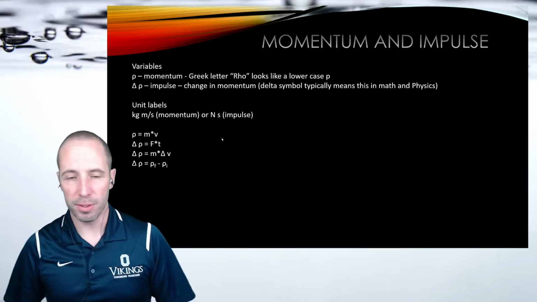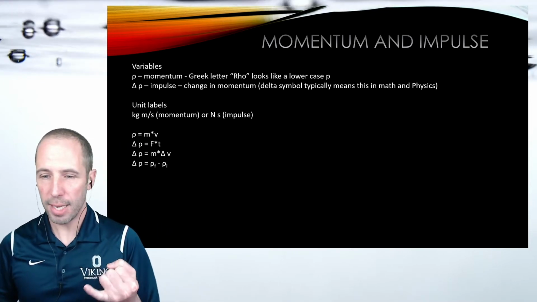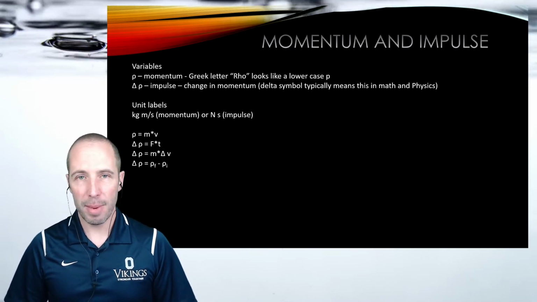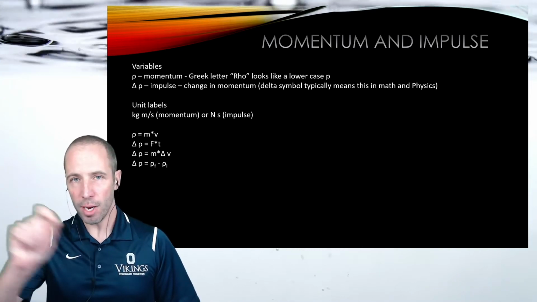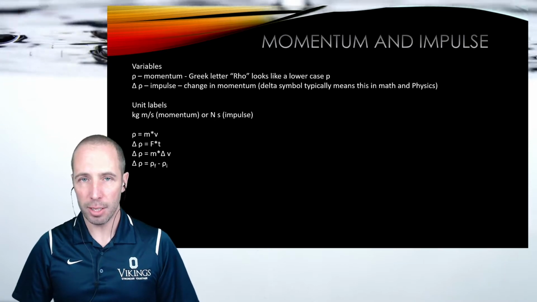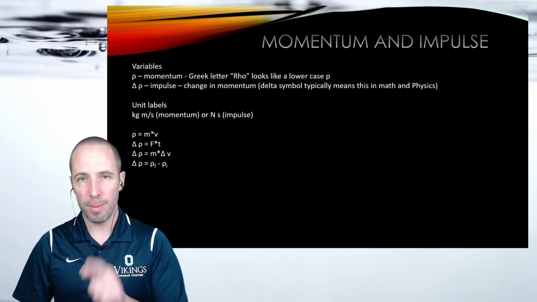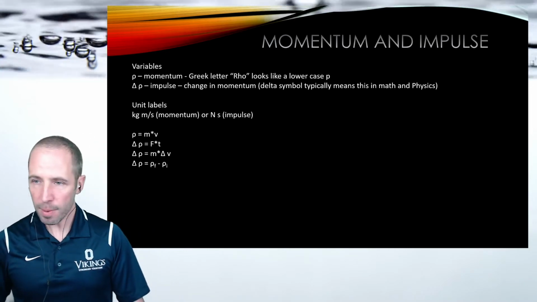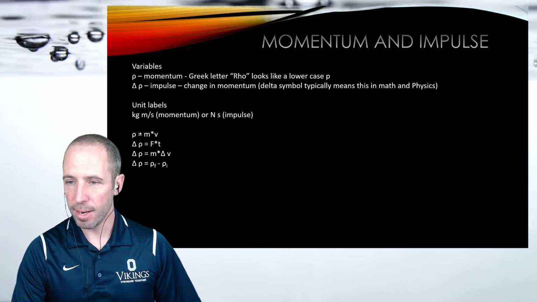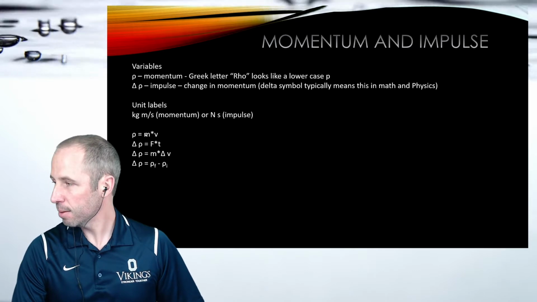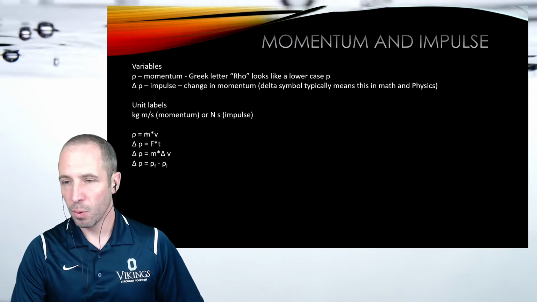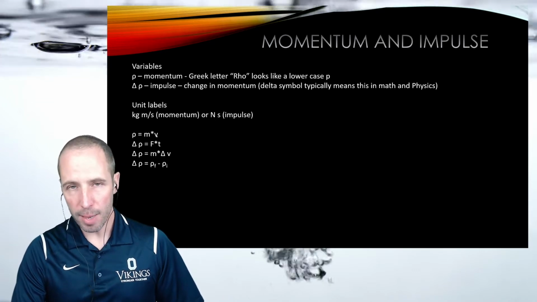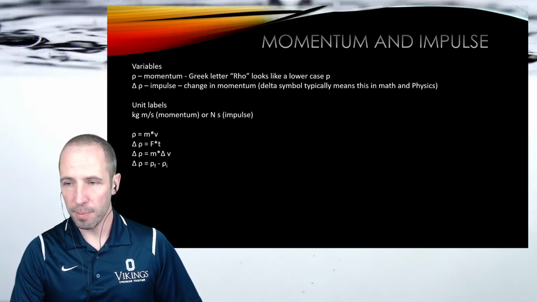Okay, so we got new variables. We got rho, which technically is a Greek letter, but call it lowercase p if you want to. That stands for momentum. Anytime you put the triangle symbol in front of it, that means the change in, and in this case, the change in momentum is also called impulse. Now, momentum is mass times velocity. Mass is measured in kilograms, velocity is measured in meters per second. So the unit label for momentum is kilogram meters per second.